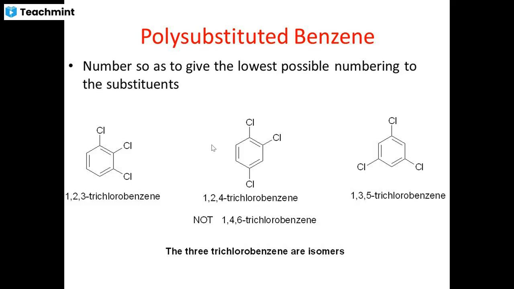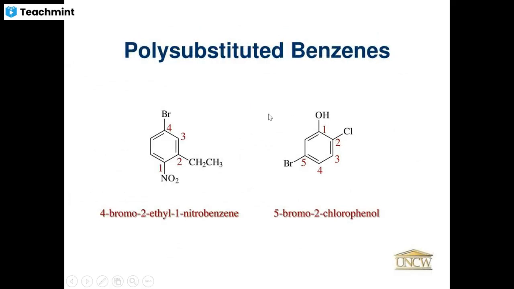C6H3Cl3. So that is a common formula for three structures. That's why we can say these are the isomers of each other. Then polysubstituted benzene, in this case you can see another example here. Again we have to see the positions of all the substituents. 1,2 position is nearest to each other, so 1,2,4 position means three substituents are present on the benzene ring.